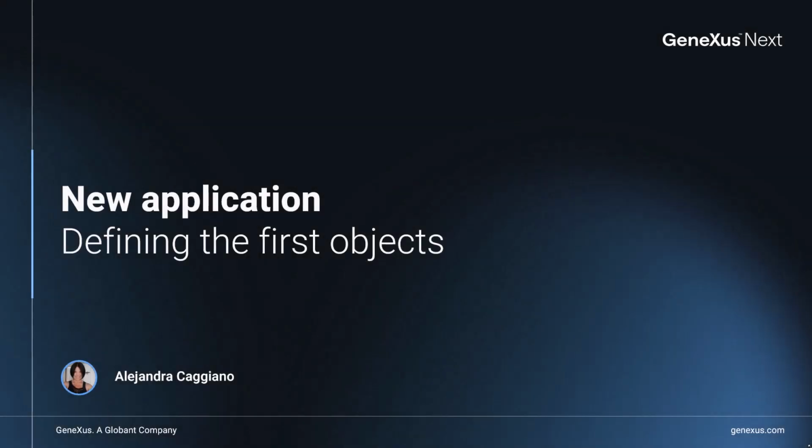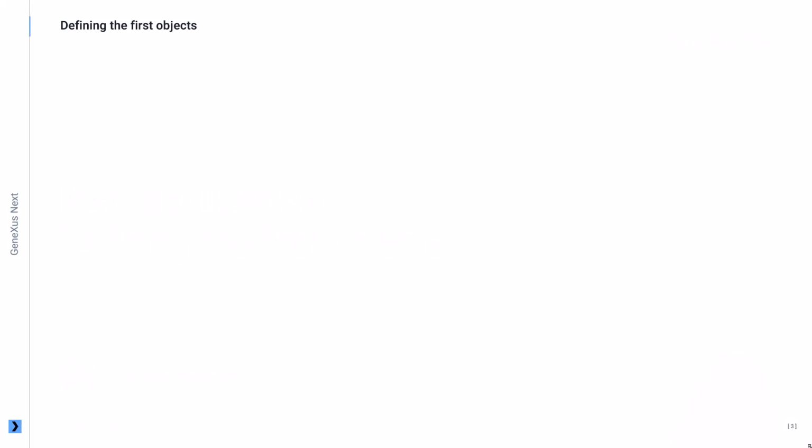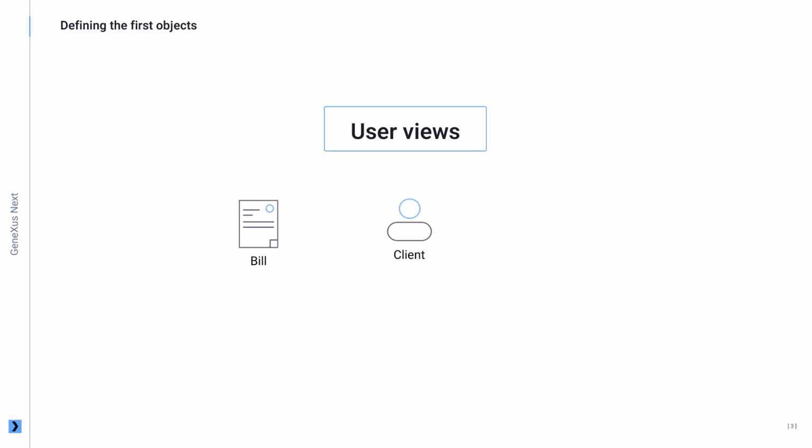Now is the moment to describe the visions of the users. We must identify real-world objects. One good suggestion is to pay close attention to the nouns that users mention within their descriptions. For instance, invoices, clients, products, and subsequently represent them as GeneXus objects.